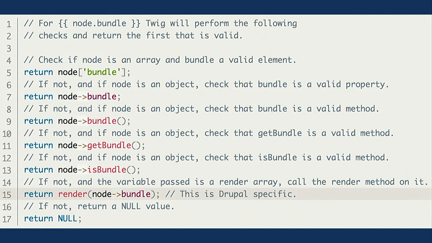In Drupal 8, we add a little bit more magic, if you will, to Twig. And in the case of the dot notation, we add a final check before returning nothing. And that is, if the variable that I am trying to print is a render array, automatically call the render function and return whatever comes from that.